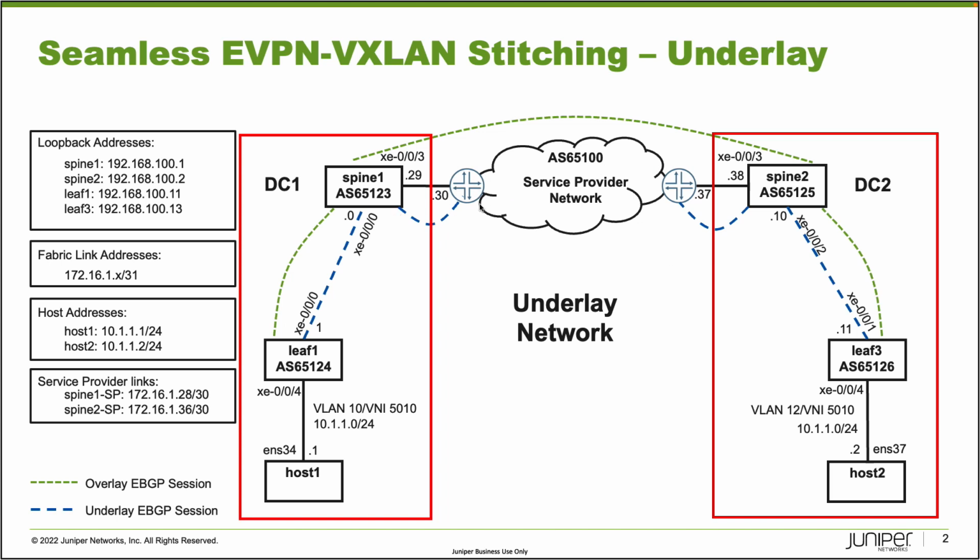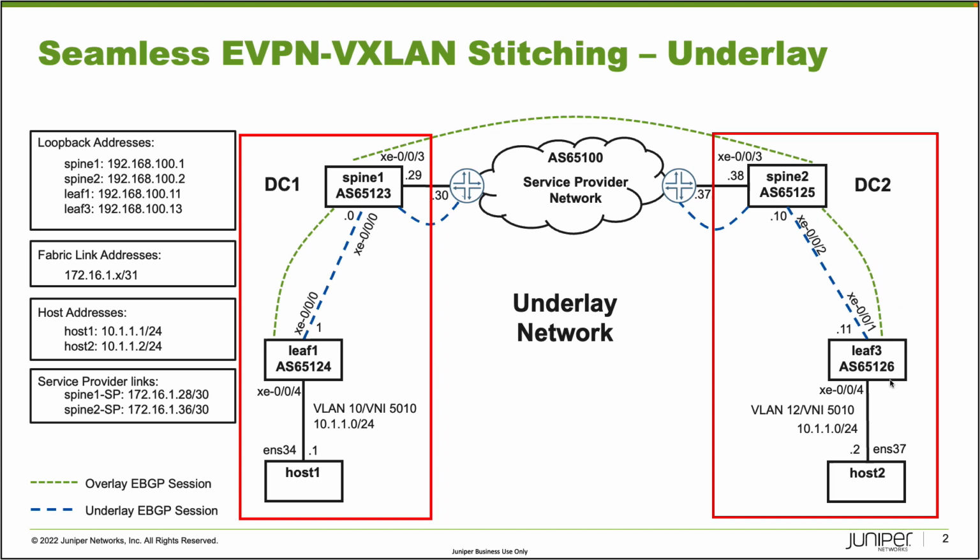And then we have the service provider network. Then we have spine 2, which connects to the service provider network and also to leaf 3. It uses AS65125. Leaf 3 uses AS65126 and connects into host 2 as well as spine 2. Notice how spine 1 and leaf 1 are a part of a different data center. They're in DC1, and spine 2 and leaf 3 are a part of DC2.